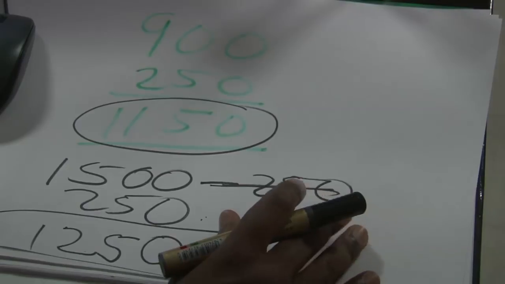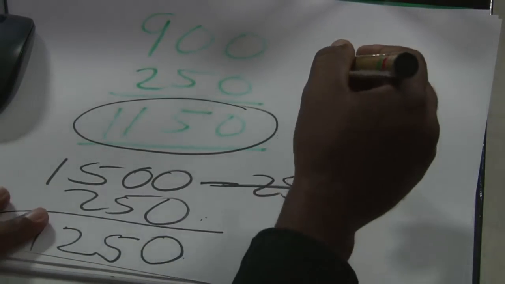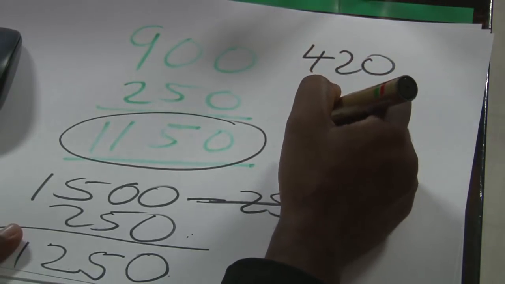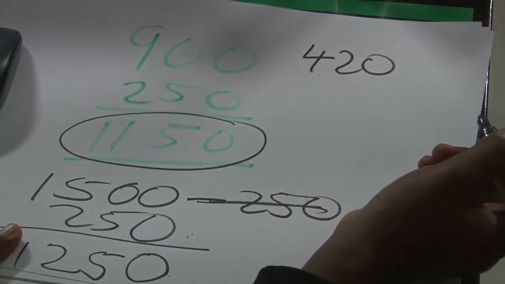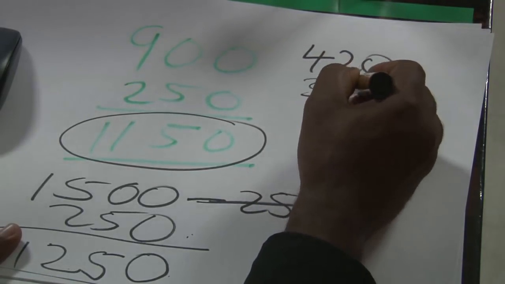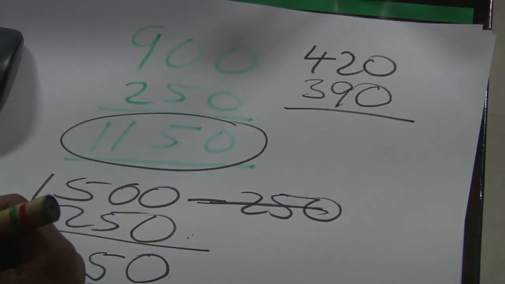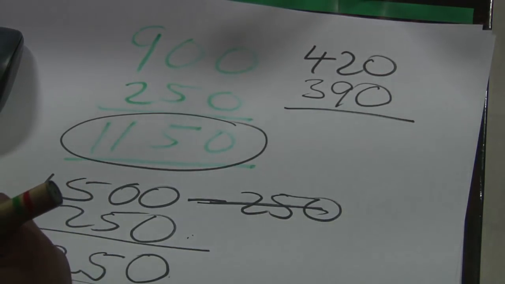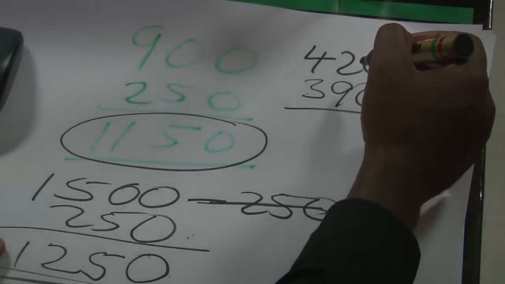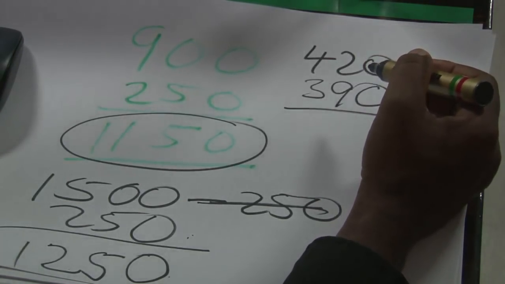The last one is also saying that the cost price is 420. That is what he bought the item for. And then the selling price is 390. He sold the item for 390. Now they are asking, what is the loss? What is it that he lost? When you look at that, you just have to subtract these two from one another.